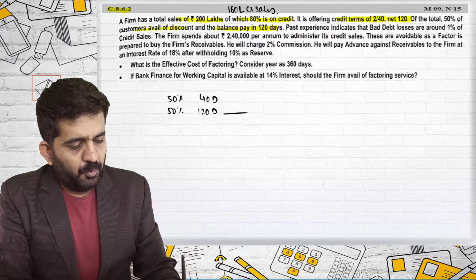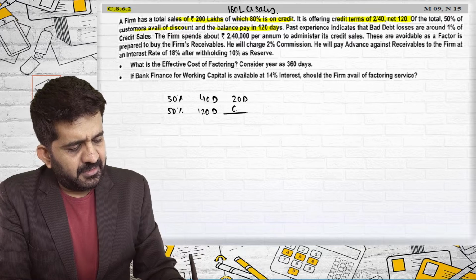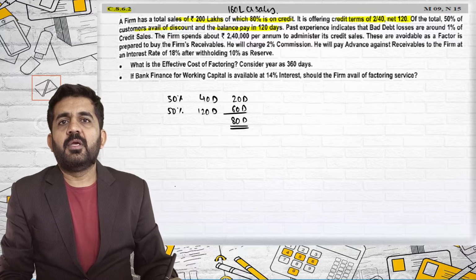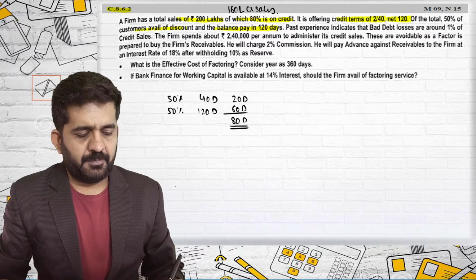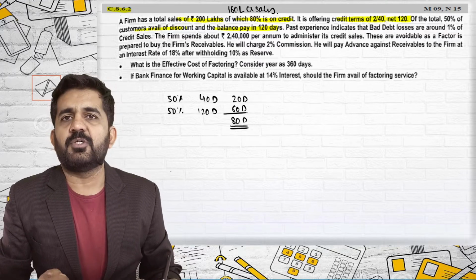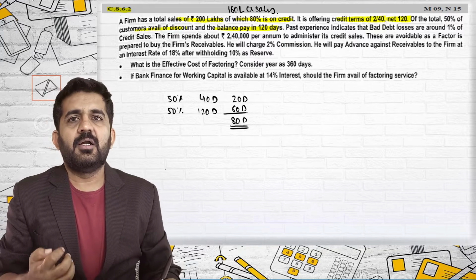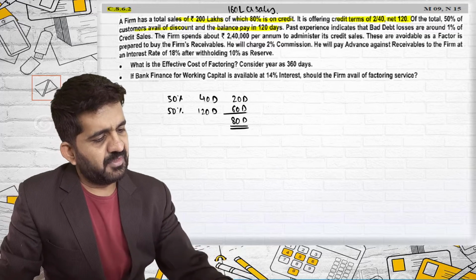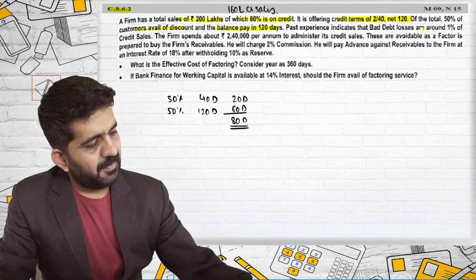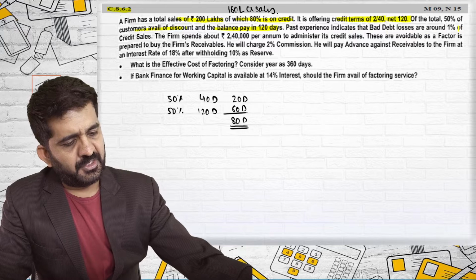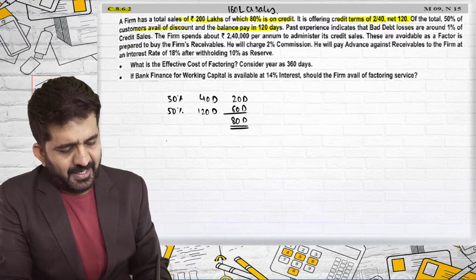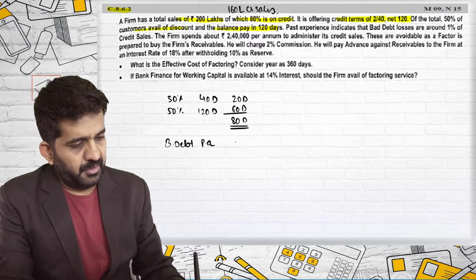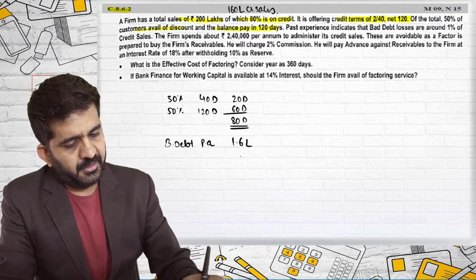So what will be my average credit period? 20 days plus 60 days, which will be 80 days. Weighted average: if 50% of customers pay in 40 days and 50% pay in 120 days, ultimately I'll be receiving my money back in 80 days on an average. Past experience indicates that bad debt losses are around 1% of credit sales, so bad debt loss per annum is 1.6 lakhs.